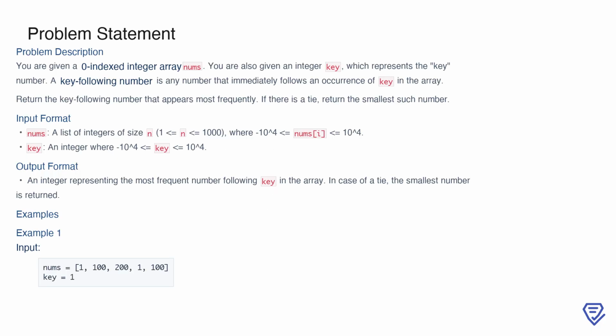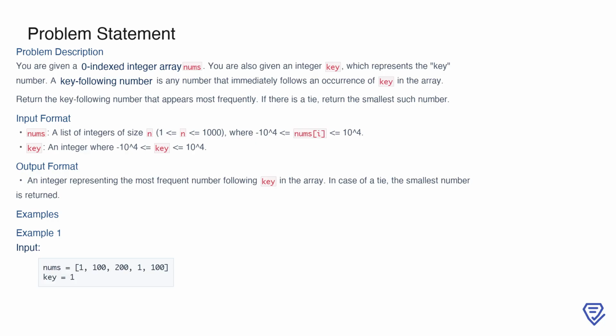In this problem, you're given a zero-indexed integer array called nums and another integer key. The task is to identify a key following number, which is any number that immediately follows an occurrence of the key in the array. Among all the key following numbers, you need to return the one that appears most frequently. If there is a tie, meaning multiple numbers have the same highest frequency, the smallest number among them should be chosen.